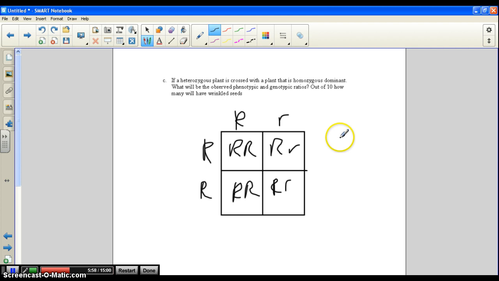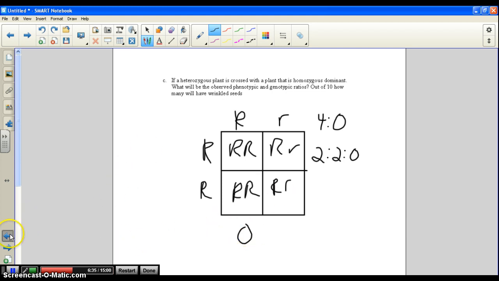Now for phenotypic, we'll see all 4 show the dominant trait. Why is that? No 2 little r's here, all big R, little r's. And 0 show the recessive trait. So 4 to 0 is our phenotypic ratio. For our genotypic ratio, 2 are homozygous dominant, 2 are heterozygous, and then 0 are homozygous recessive. And how many will have wrinkled seeds? Well, we see 0 little r's, and 0 times 10 is 0. So 0 will have wrinkled seeds.